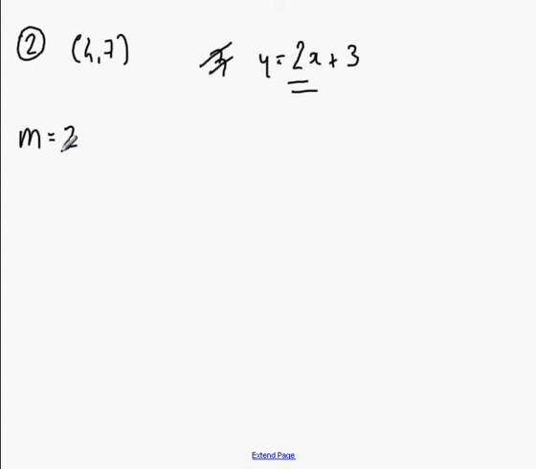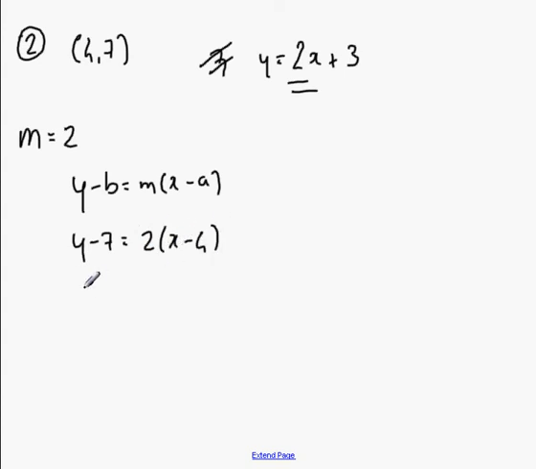Question 2. Find the equation of the line passing through (4, 7), which is parallel to the line y = 2x + 3. Well, we know that parallel lines travel in the same direction and that they've got the same gradient. So the gradient of the line that we're looking for is also 2, and we have a point, (4, 7), so it's y - b = m(x - a).